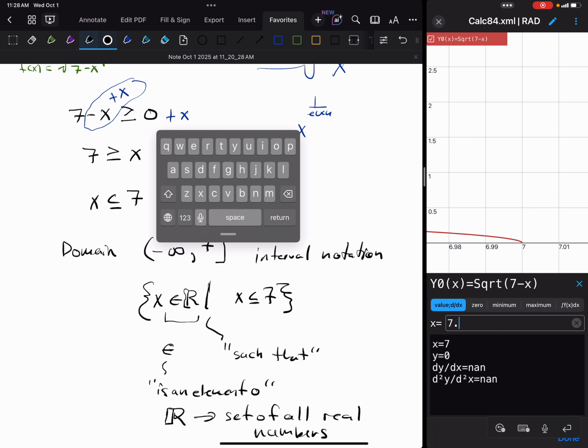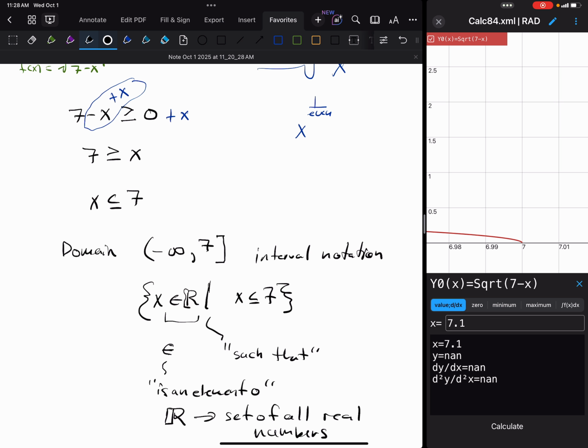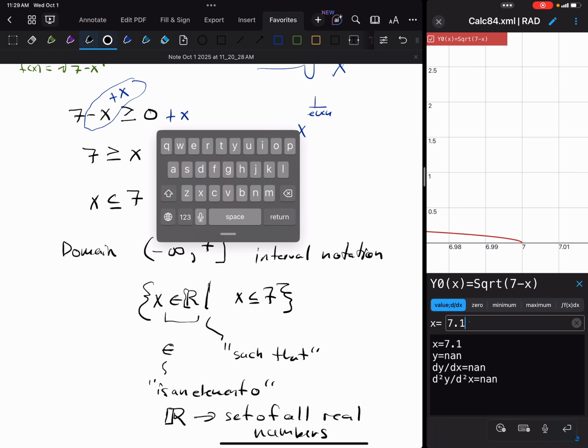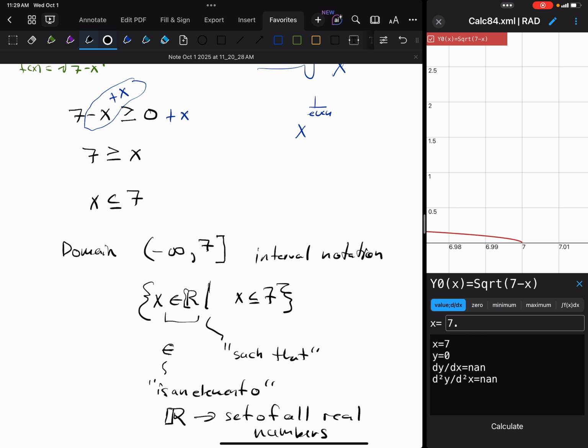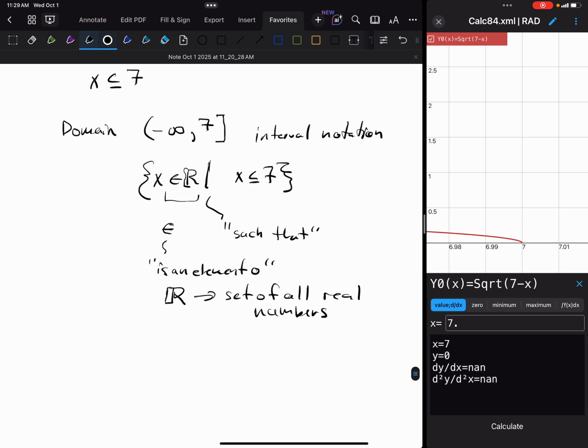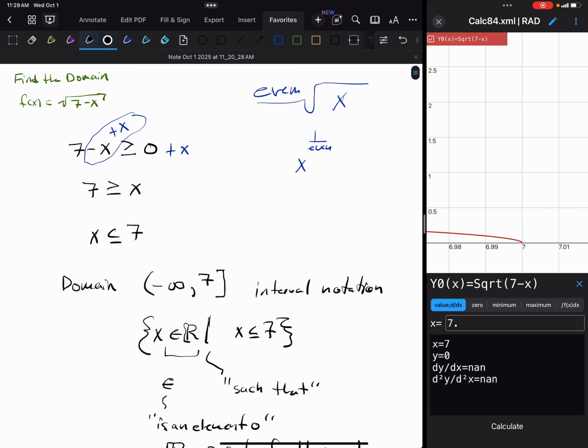Try that. See how now y is an N because it's not part of the domain? But if I take that back to 7, it's a 0 because 7 is part of the domain. And so I do get a y value for an output. All right, so that's just the calculator confirming what we already knew. All right, I hope that helps.